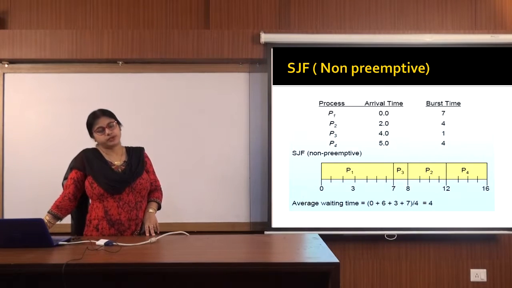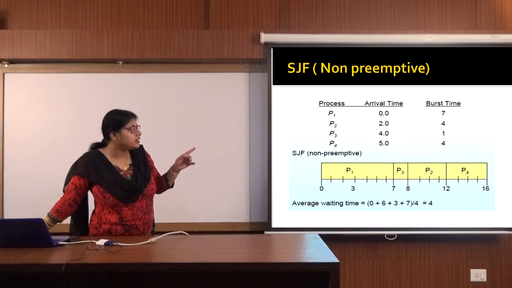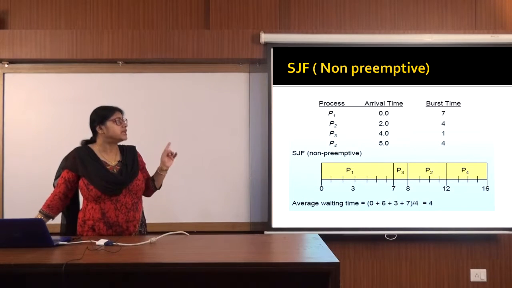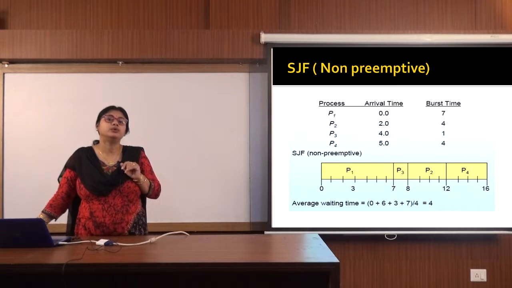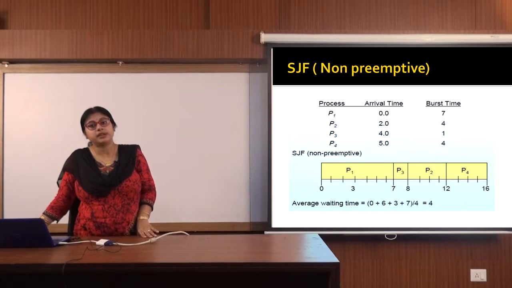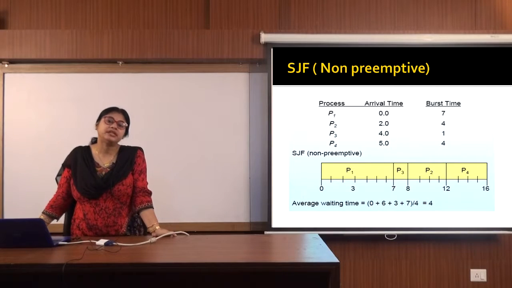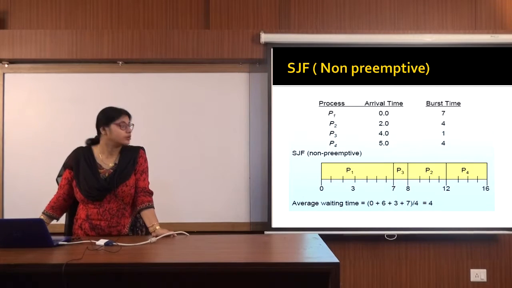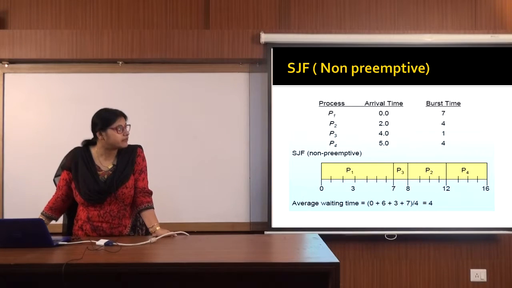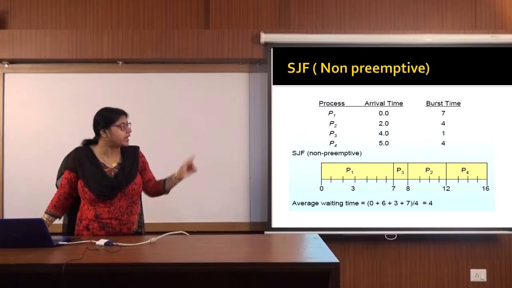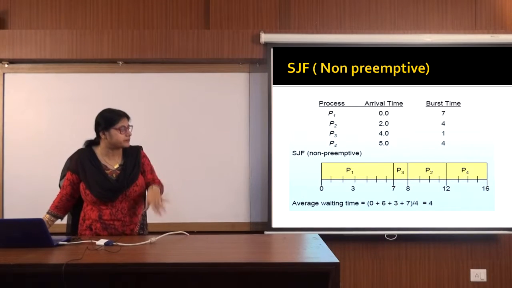Next is process P3. P3 in the Gantt chart is starting at 7 millisecond time period, but it arrived inside the ready queue at 4 millisecond time period. Its arrival time is 4 millisecond. So how much time is it waiting inside the ready queue? For P3, 7 minus 4 equals 3. So the waiting time for P3 is 3.